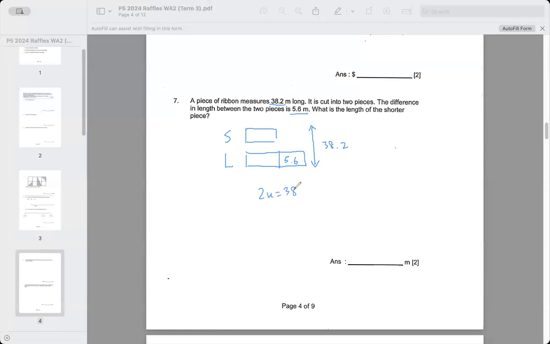So 38.2 minus 5.6, we will get 32.6. 1 unit, okay, always find 1 unit. You just take 32.6 divided by 2. We will get 16.3. So the question is asking for the shorter piece, right? So it's simply 1 unit. So your answer will be 16.3 meters. Okay, let's move on.